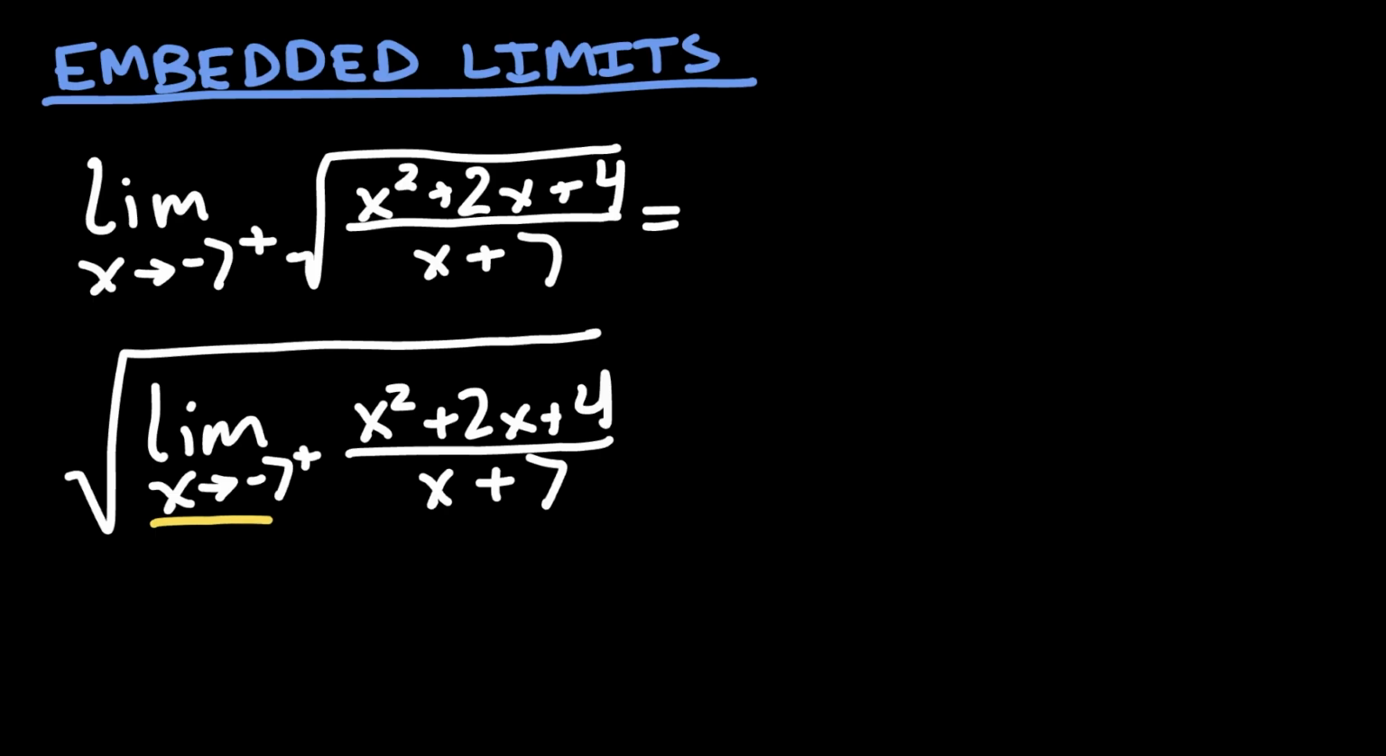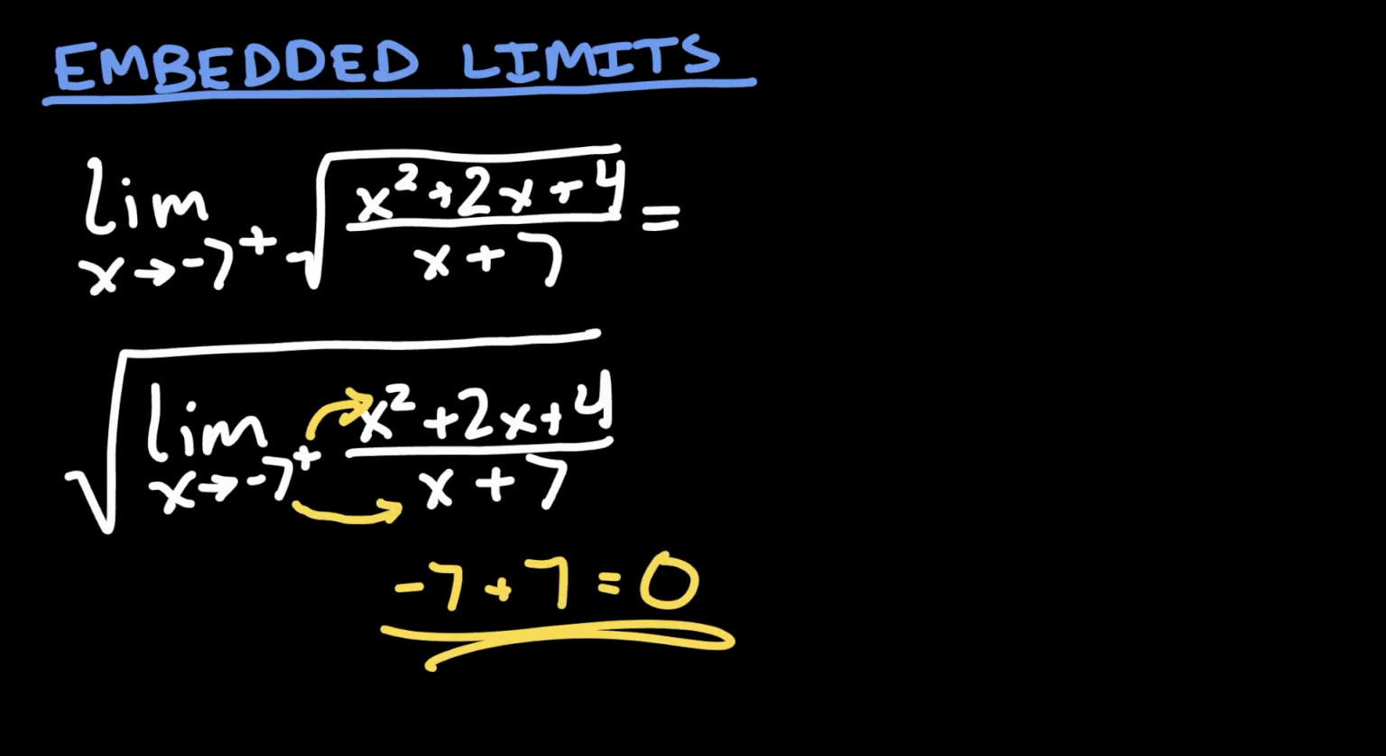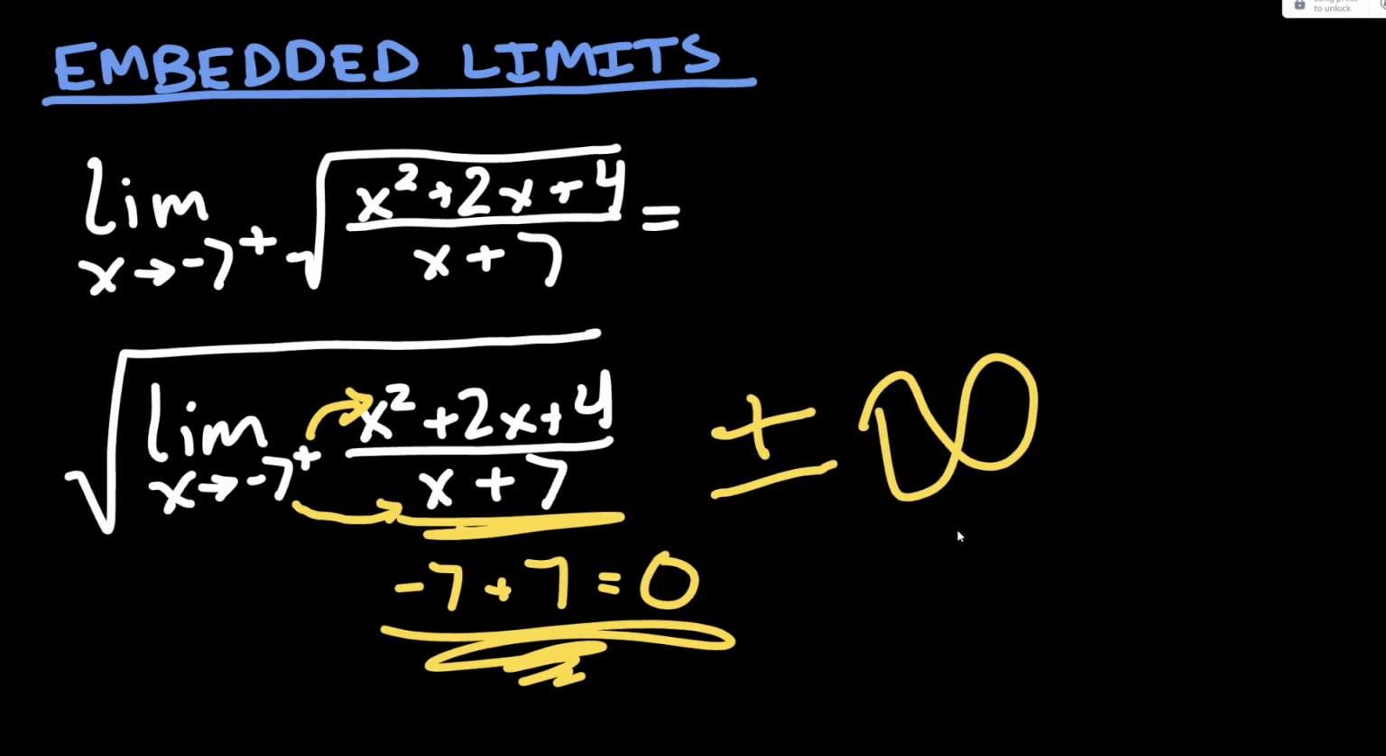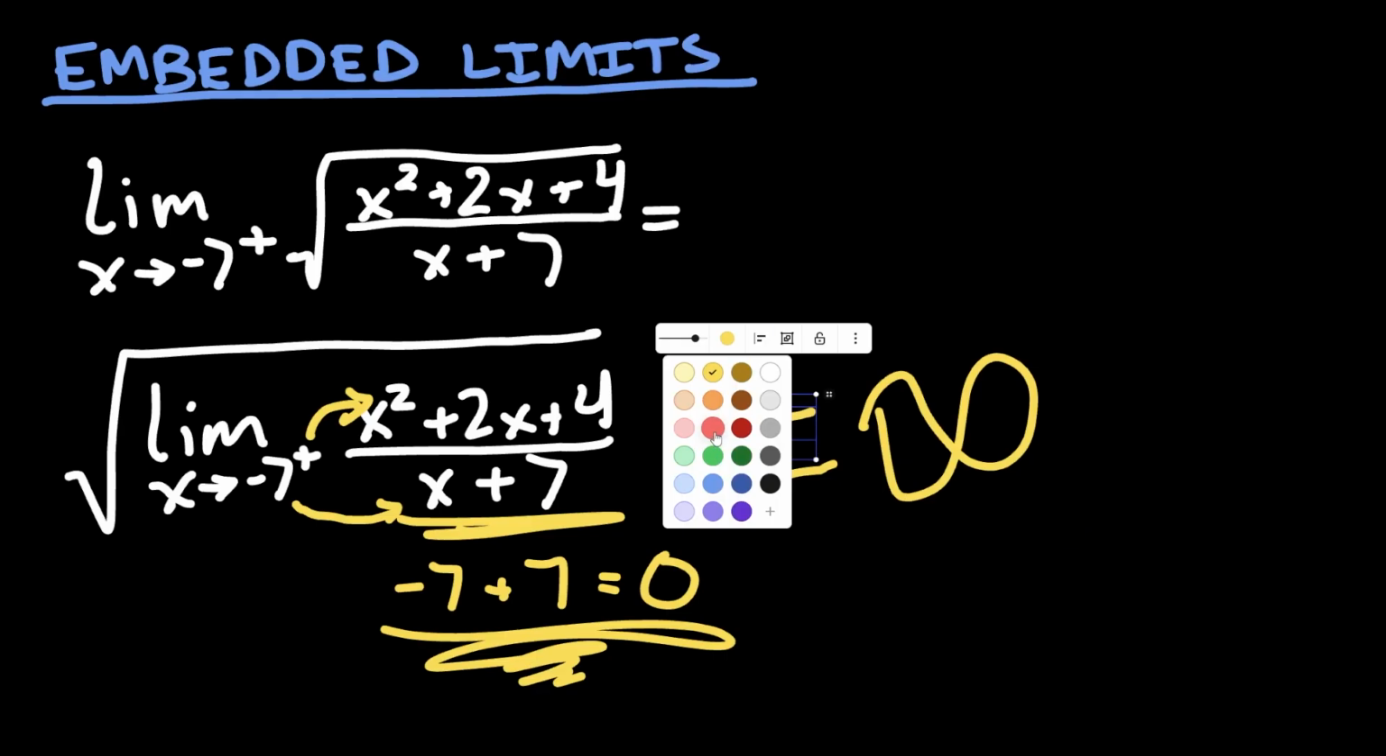Now if x is approaching -7 from the right, meaning that we're choosing numbers greater than -7, then what happens to this function? We could work out what's up here, but what's more important is that -7 plus 7 equals 0. This is way more important. Why do I say that? A denominator of 0, as we've seen before, approaches either positive or negative infinity. And so the only other thing we need to do is determine whether or not it is positive or negative.